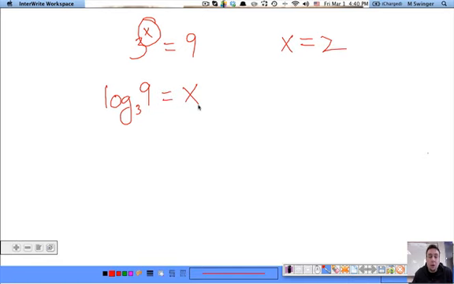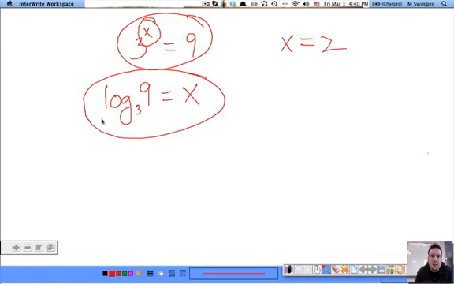Okay, so there's two forms you have to know. Alright, you have to know this form, and this is actually the same thing as this. Okay, what we're trying to do is we're trying to find the exponent. That's what you're trying to find up here, right? You're trying to find the exponent that made this true. That's what you're finding down here. Okay, a logarithm is an exponent. Okay, that's what you're finding.